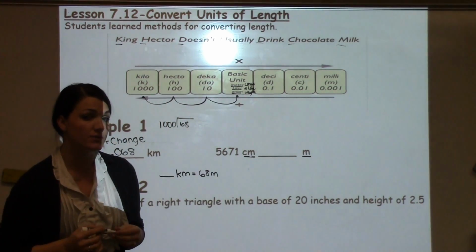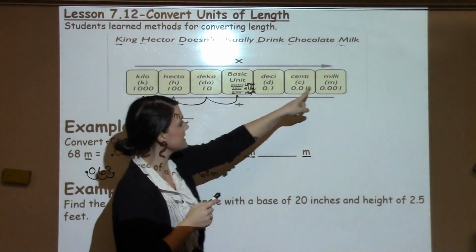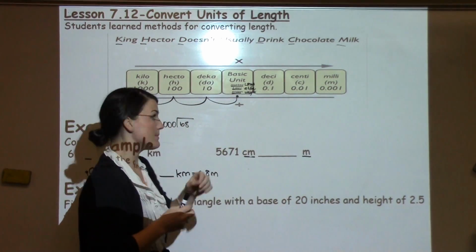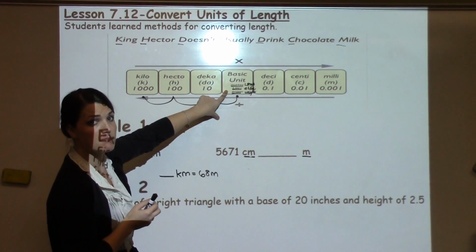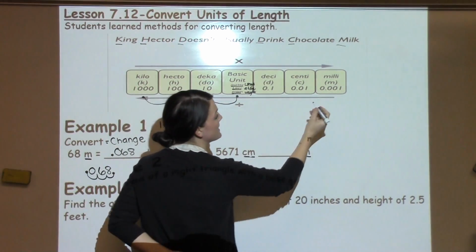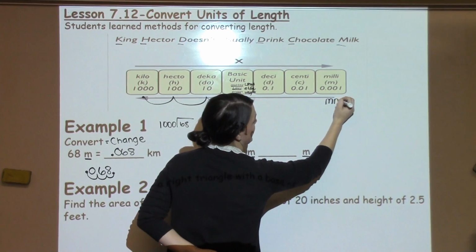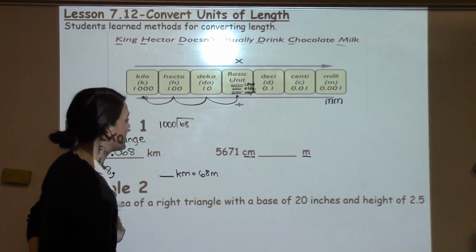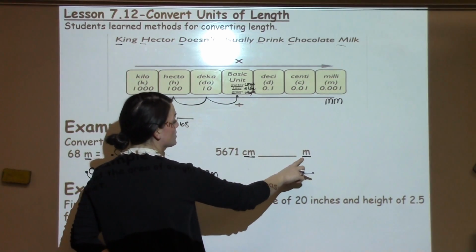This might be confusing for some students because they see milli is an M, but when you just have one M, that's actually your base unit, meters. That's really the only time this gets confusing, but millimeters is always written as MM. That's something to help your student remember as they're working on their homework. So M would just be meters.